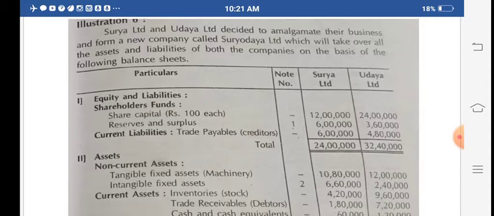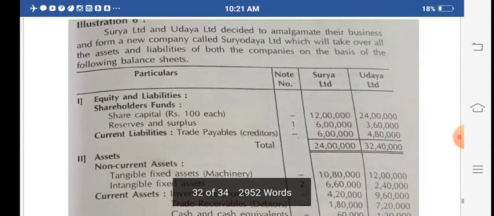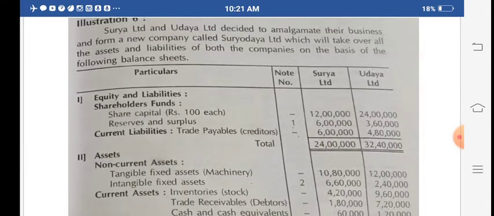The problem: Surya Limited and Uday Limited decided to amalgamate their business and form a new company called Suryodaya Limited, which will take over all the assets and liabilities of both the companies on the basis of the following balance sheet. So Surya Limited and Uday Limited are going to amalgamate to form the new company, Suryodaya Limited. It means both the companies are going to merge into a third company, Suryodaya Limited. In this problem the balance sheet is given.